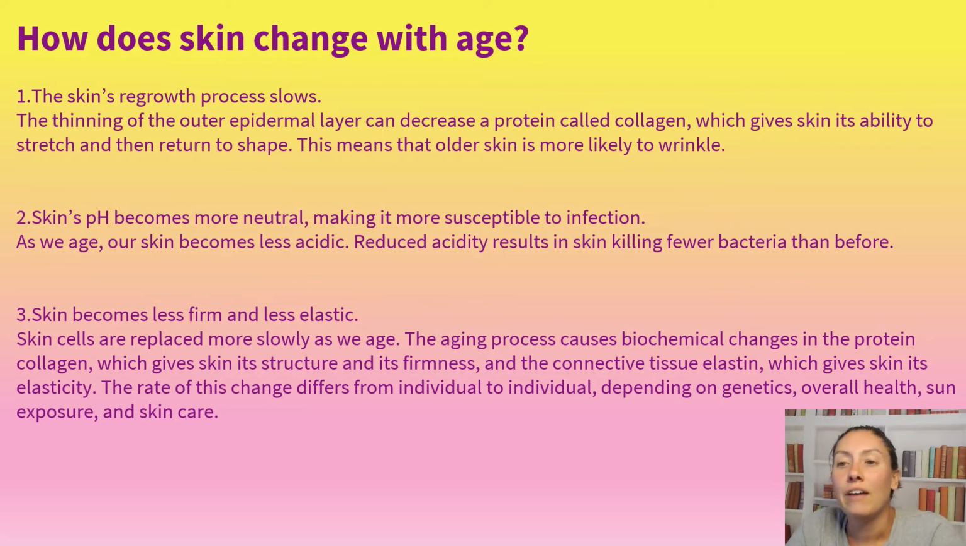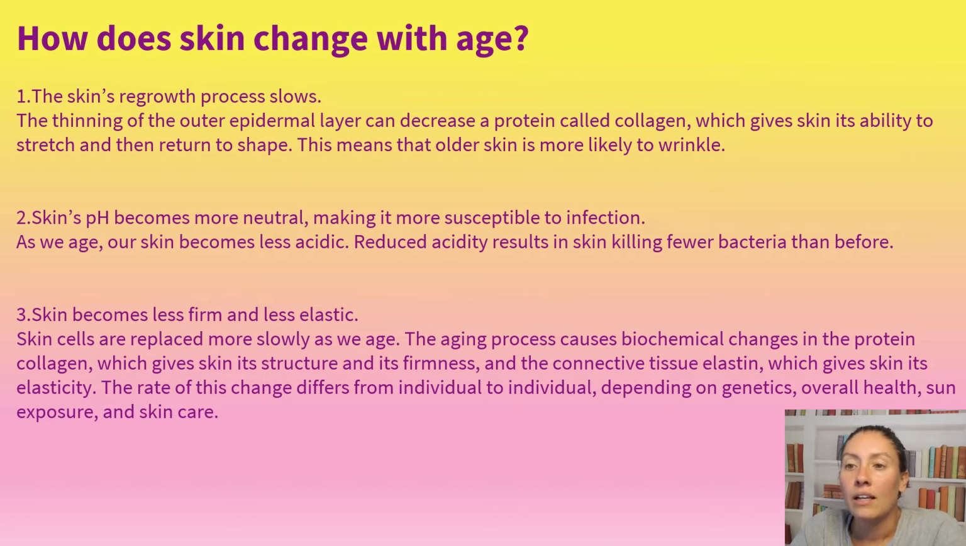So next we have, how does our skin change with age? So the regrowth process slows. The thinning of the epidermal layer can decrease a protein called collagen, which gives the skin the ability to stretch and return to its shape. This means skin is more likely to wrinkle.